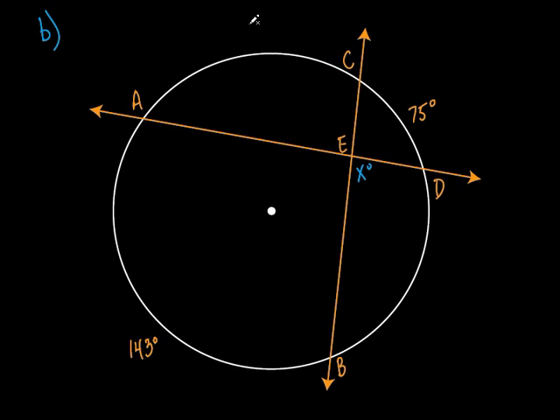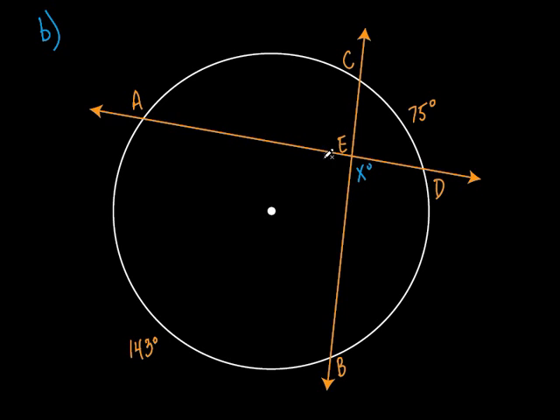Okay, this is example B. Let's put that right there. And look what we're trying to do here. We're trying to find X. It kind of looks like what we just did, but with a little bit of a twist, because watch this. If I wanted to find this X directly, I would have to know this arc, BD, and I would have to know this arc, AC. I don't know either one of them, so I can't find this directly.